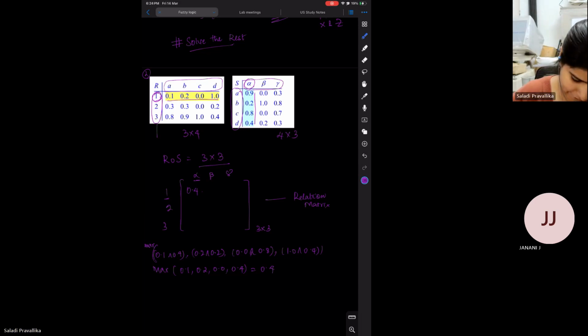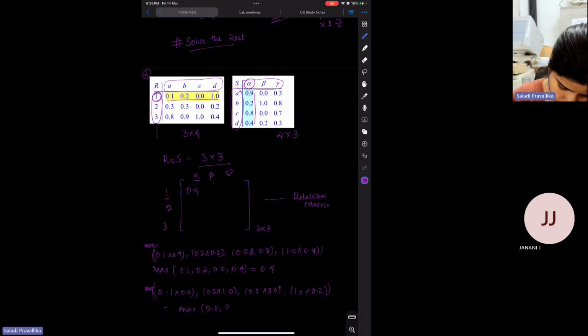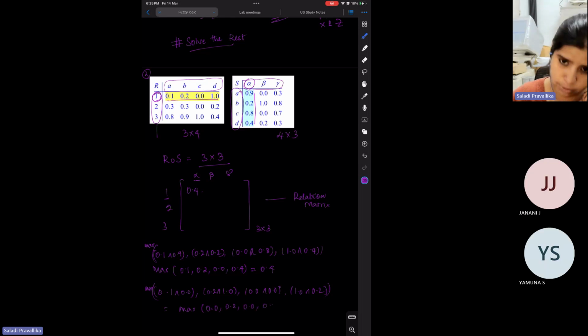Okay. Nice. So 0.1 intersection 0.0 is max of 0.2 intersection 1.0, 0.0 intersection 0.0, and 1.0 intersection 0.2. That is equal to max of 0.0, comma 0.2, comma 0.0, comma 0.2. So which is equal to 0.2. And this is with respect to 1 and beta, right? So this is going to be 0.2. So I'm going with Janani's answer.